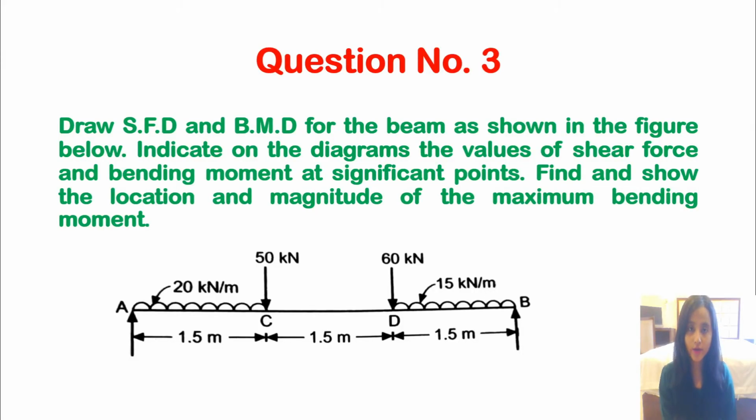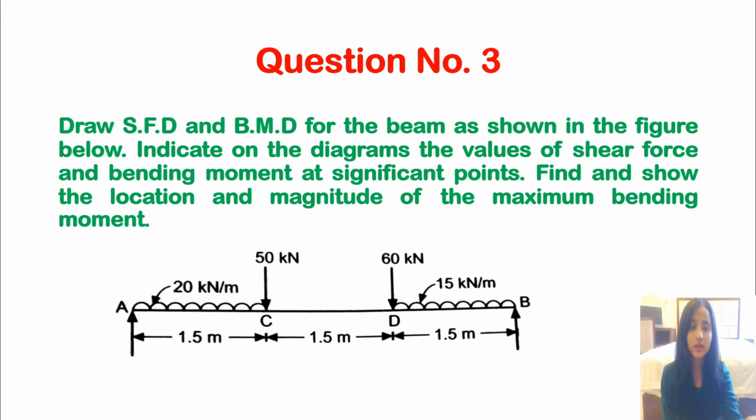This is the last numerical for today's session. So let us read its statement. Draw shear force and bending moment diagram for the beam as shown in the figure below. Indicate on the diagrams the values of shear force and bending moment at significant points. Find and show the location and magnitude of the maximum bending moment. So in this question also, just like in question number 2, the diagram is given, and similarly we need to find shear force and bending moment and also locate the magnitude of maximum bending moment.